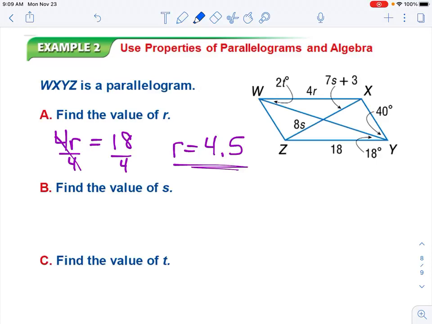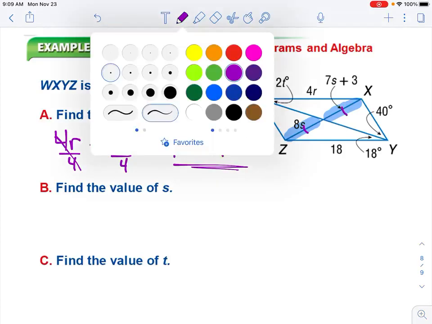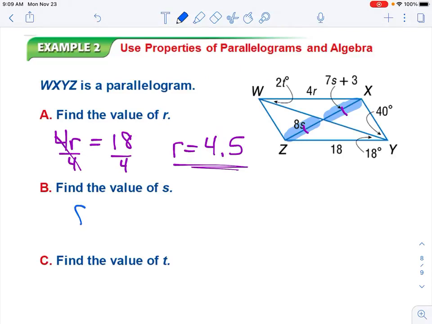Then to find the value of S, I noticed that I have some S's here. Recall that if we have diagonals, they bisect each other, which means those two are congruent. So easy enough, just set 4S equal to 7S minus 3 and solve. So S is equal to 3.